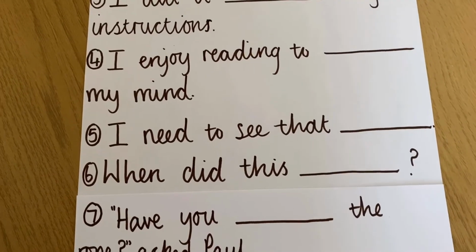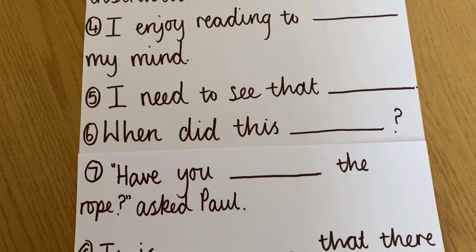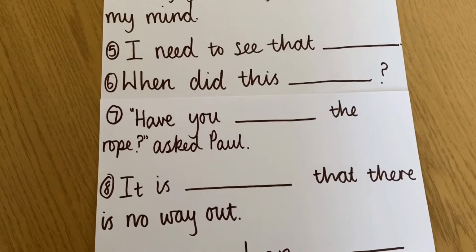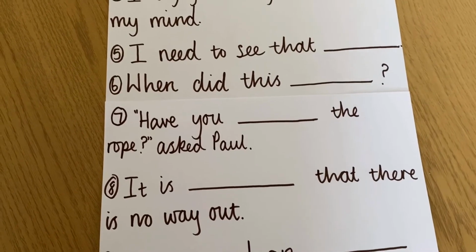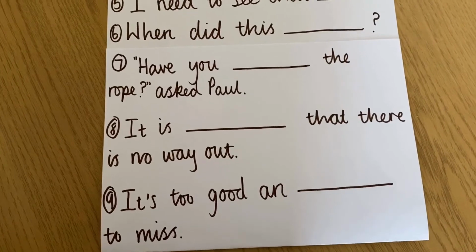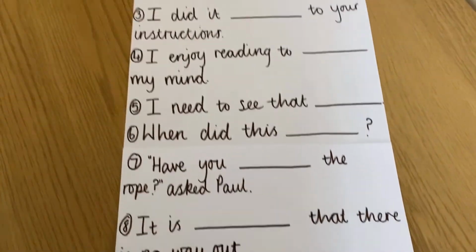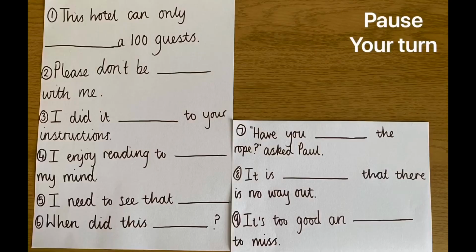6, when did this blank? 7, have you blank the rope? Asked Paul. 8, it is blank that there is no way out. 9, it's too good and blank to miss. Okay, so write down the sentences and fill in the missing gaps for me.